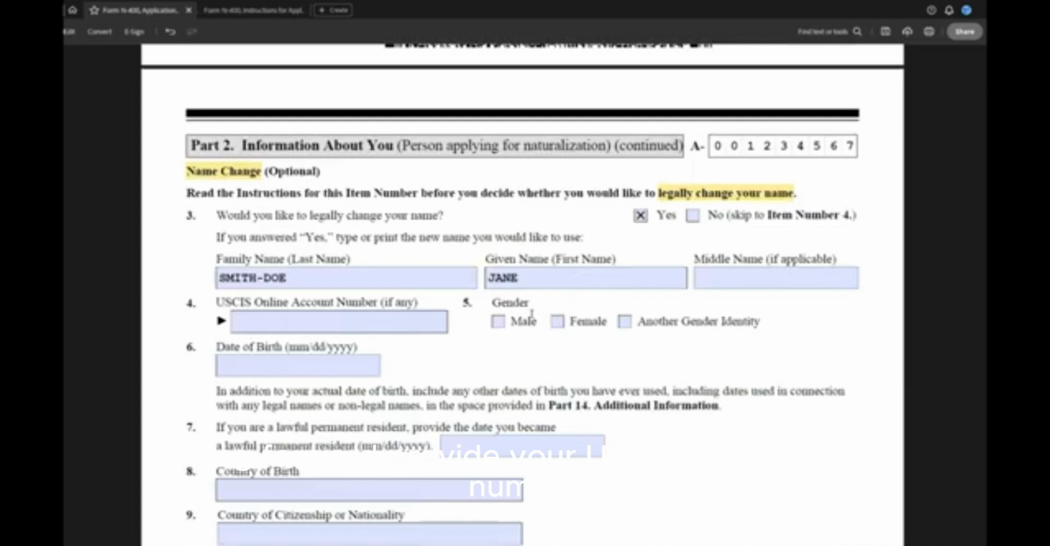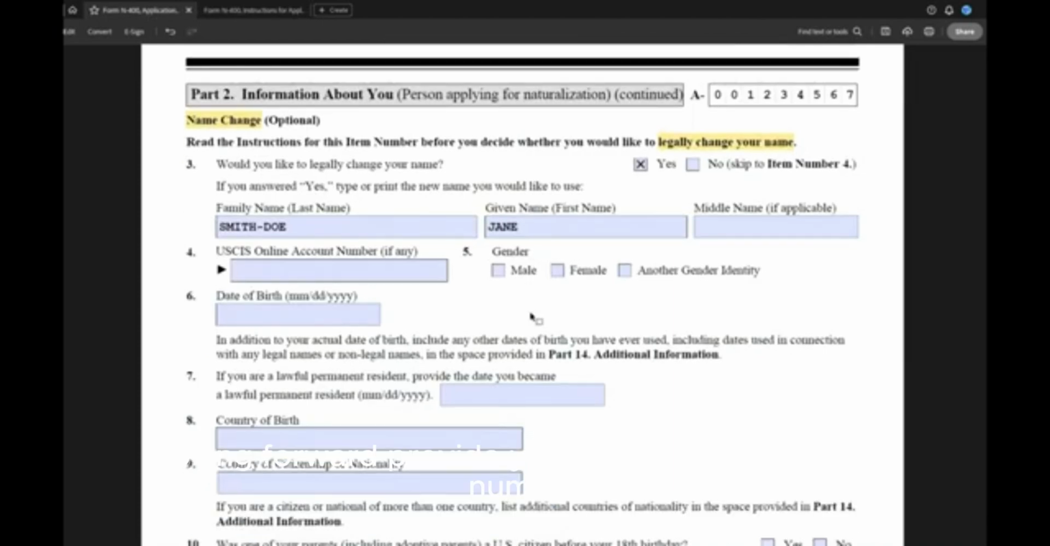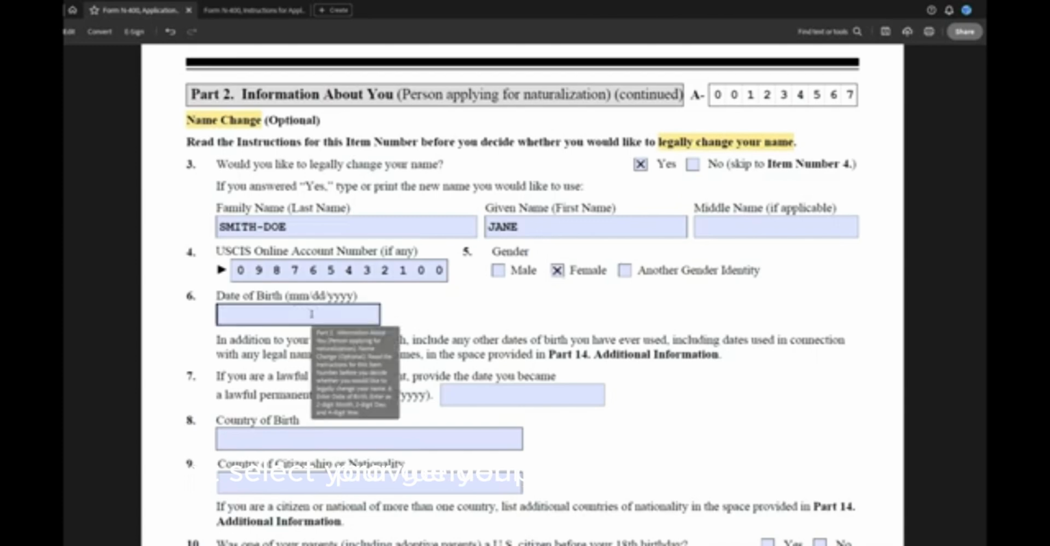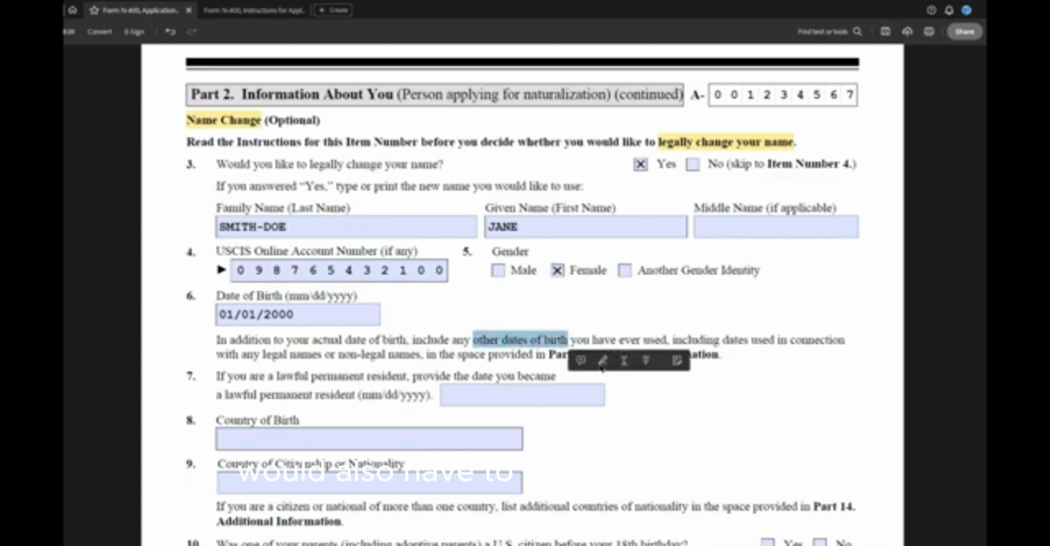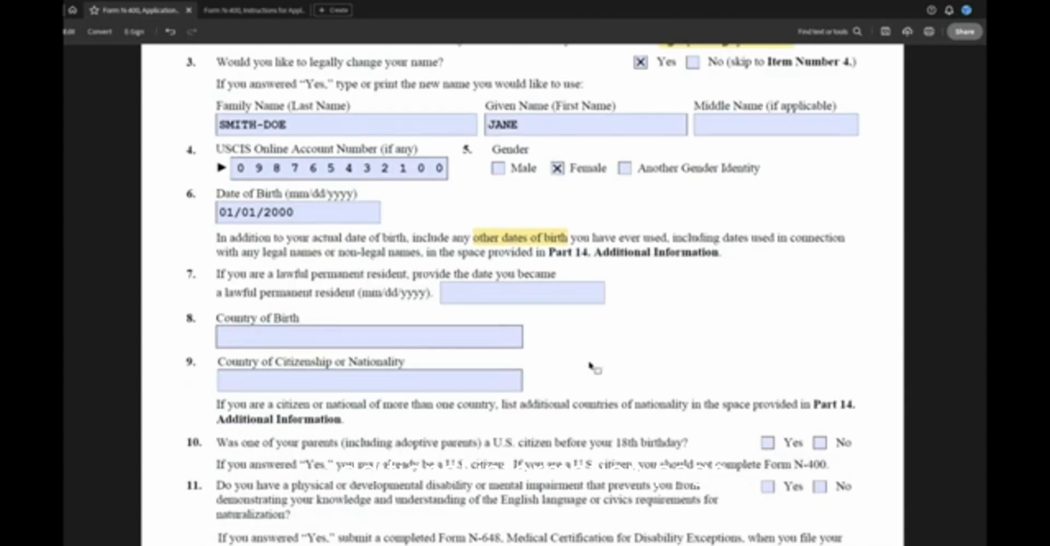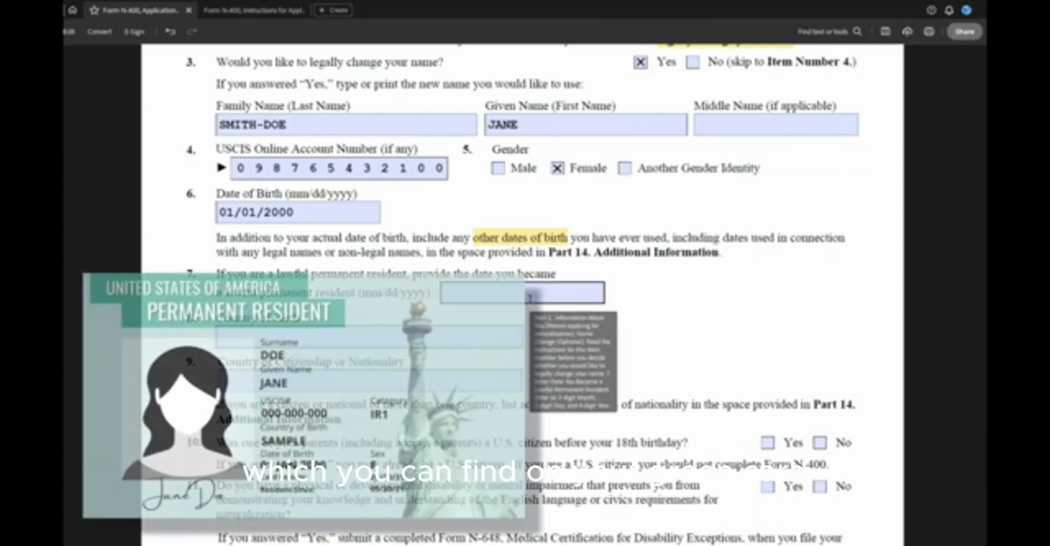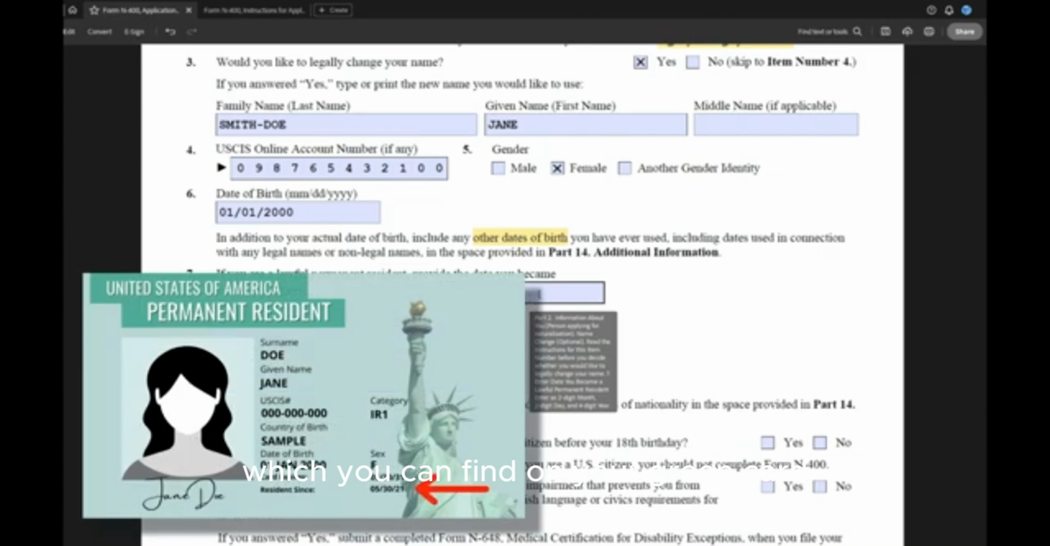Moving forward, provide your USCIS online account number. Next, select your gender, provide your date of birth, and if you have ever indicated other dates of birth, then you would also have to indicate them in the additional information page. Moving on, provide the date you became a lawful permanent resident, which you can find on your green card.